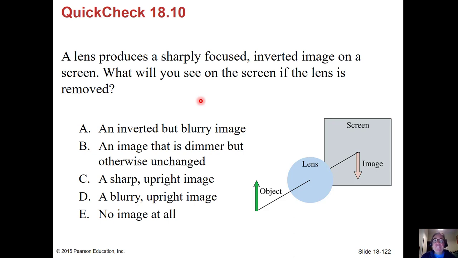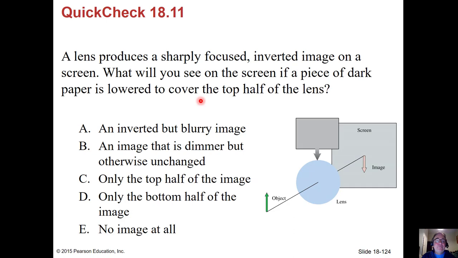Okay, I guess you just have to ask yourself, what if you were standing in front of a lens? You would see yourself upside down. What if you remove the lens? What if the lens was not there? You wouldn't see anything, right? Your image is not going to be magically transported over to the screen, so you wouldn't see anything. It's like standing in front of a wall and asking, what do you see? Well, you don't see yourself. You need to have a lens there for this to actually happen. So no image at all.